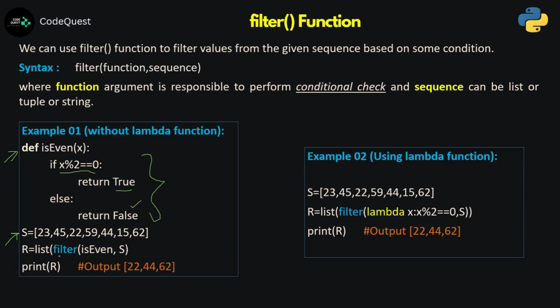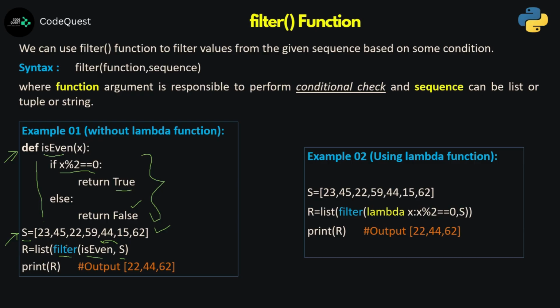Now here I am calling filter, because filter is expecting two arguments, right? The first one is the name of the function. What is the name of the function here? is_even. And the second one is a sequence. What is the sequence here? S, which is nothing but a list. Now each element of this S is supplied as an argument to this function is_even, and then on that element this body will be executed.